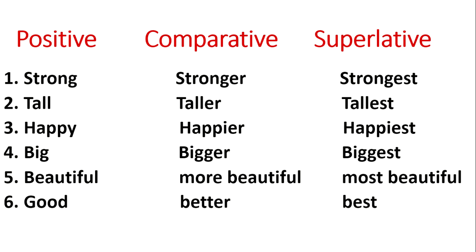So kindly look at this. B sound is a consonant sound. I is a vowel sound. G is again a consonant. Consonant, vowel, consonant. In this case, what you have to do is repeat the third consonant letter again and add er and est.